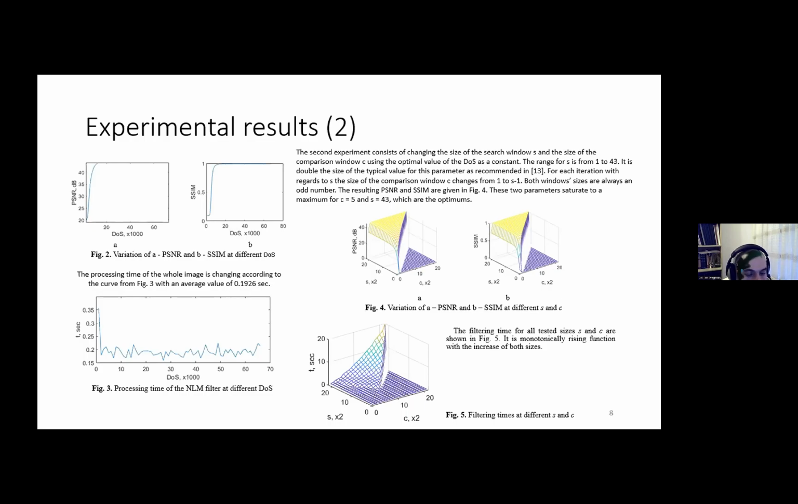Once we find the optimal S, C, and DOS, the processing time of all images regarding the DOS change can be seen on figure 3. We've done this experiment to show that DOS doesn't actually affect the processing time from a standpoint of its value. We have a steady average value of around 0.18 seconds for each of the images being processed. Only S and C actually affect the filtering time.